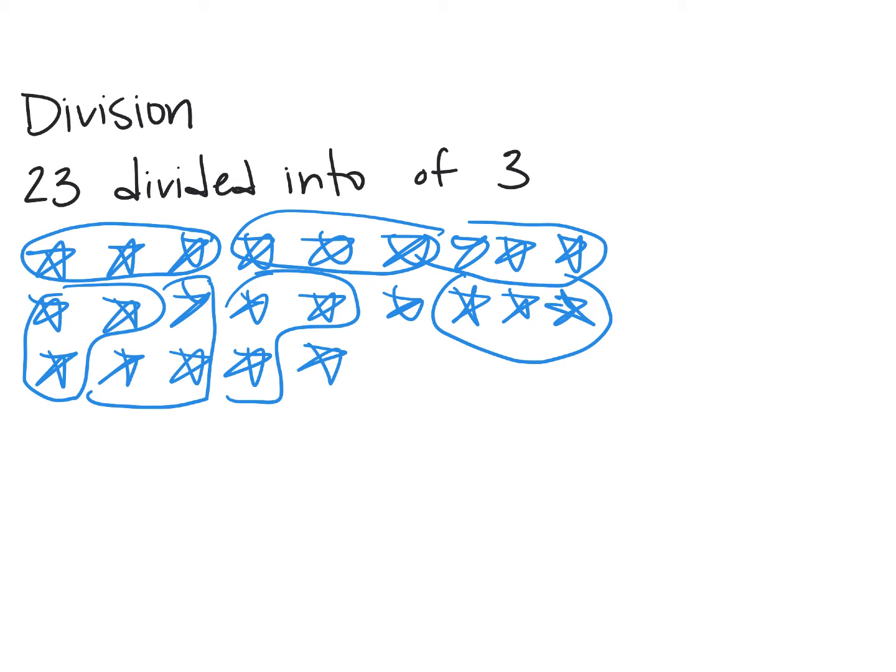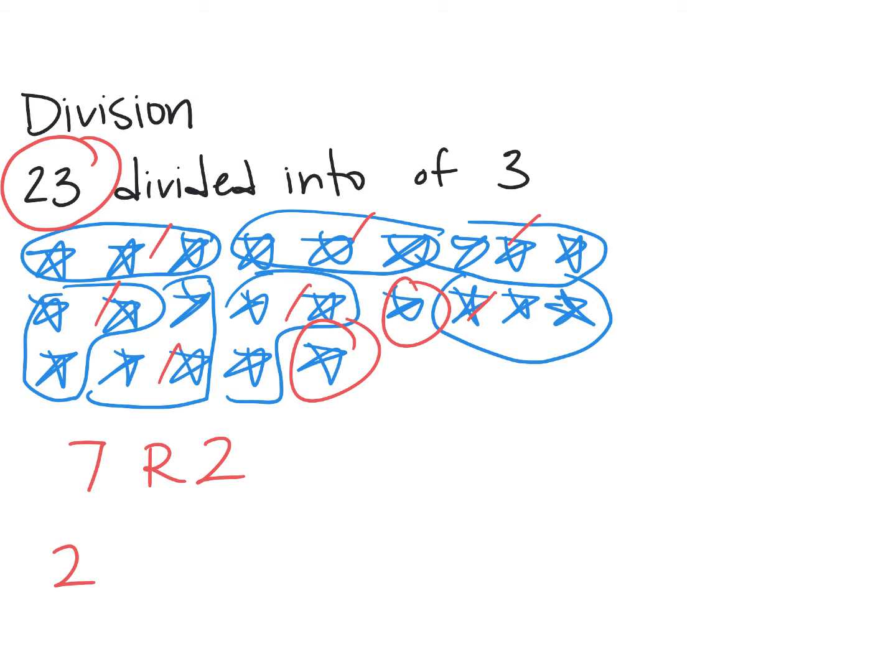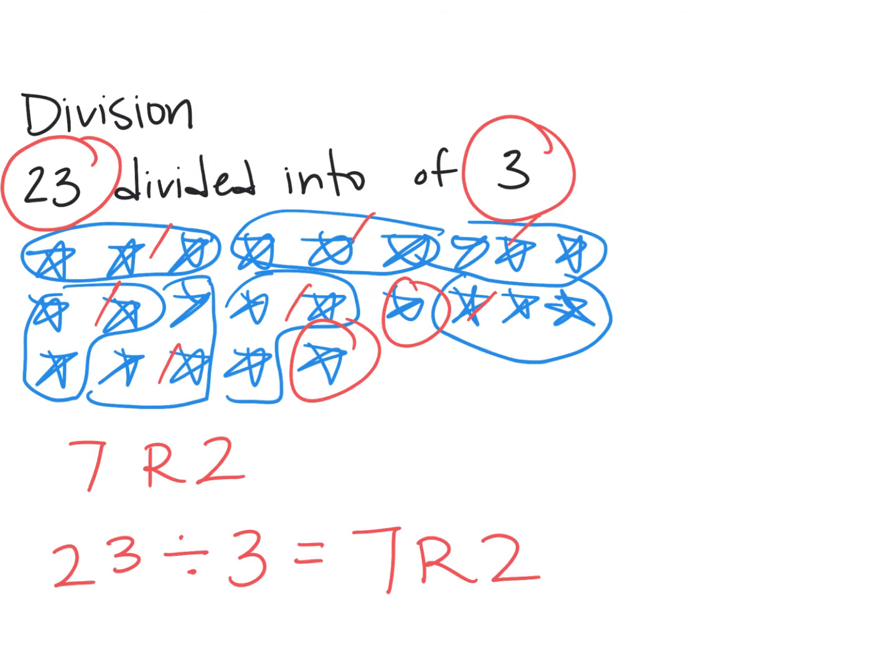So what I'm going to do now is count how many groups that I have. All right, so I have 1, 2, 3, 4, 5, 6, 7. I have 7 groups with 2 left over. So 7 remainder 2. If I'm writing my division equation, I'm going to take the total number of stars, so 23, divided by what my group size was, equals what I figured out. 7 remainder 2. All right, I'm going to move on from that.